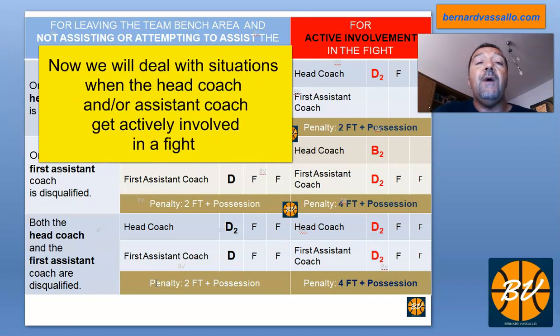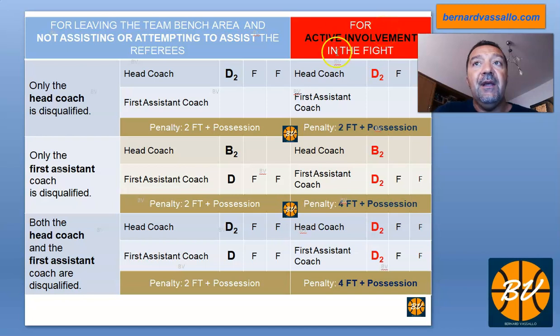Now let's look when we have a situation when these persons, the coach or assistant coach or both, are actively involved in the fight, and let's see the difference here. This is shown on the right hand side of the screen here. In the first situation, if the head coach actively involves himself in the fight, what's going to happen is a direct disqualification. The penalty would be 2 free throws for this coach, automatic disqualification for actively involving himself in the fight, and possession.